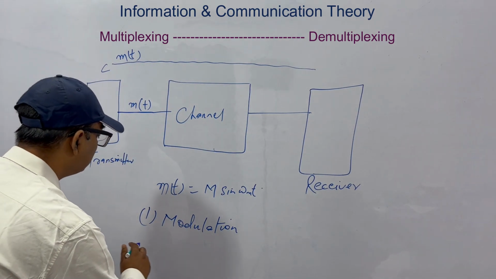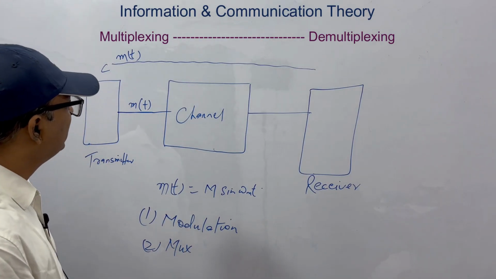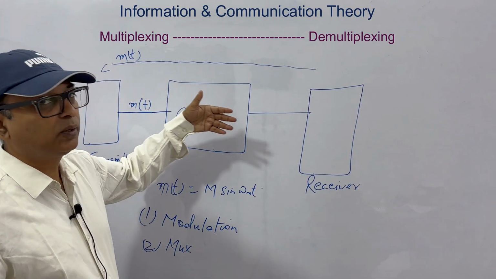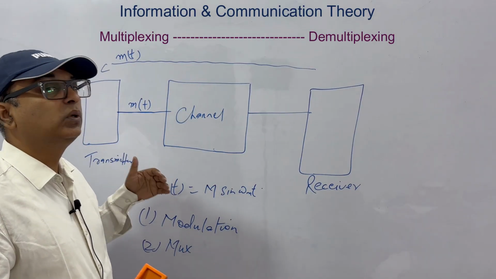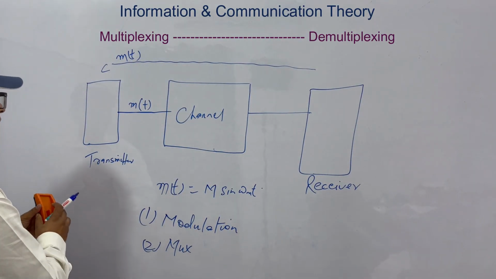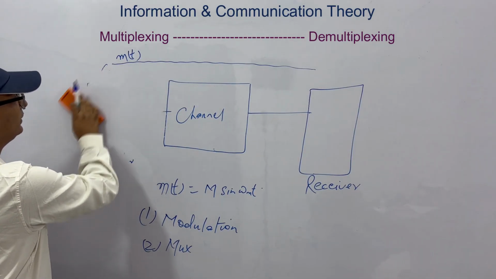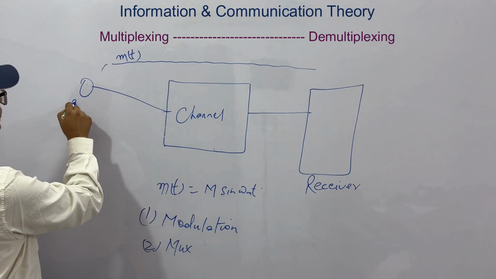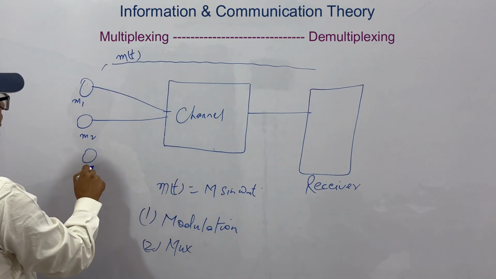Then the second thing is called multiplexing. What is multiplexing? Let's say this channel is a copper cable. We can transmit more than one message signal. Let's say we have multiple signals, M1, M2 and so on.